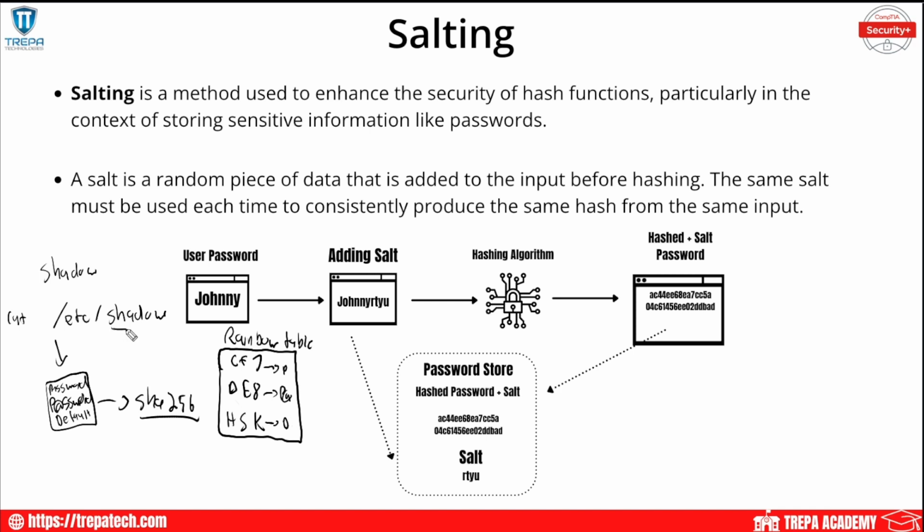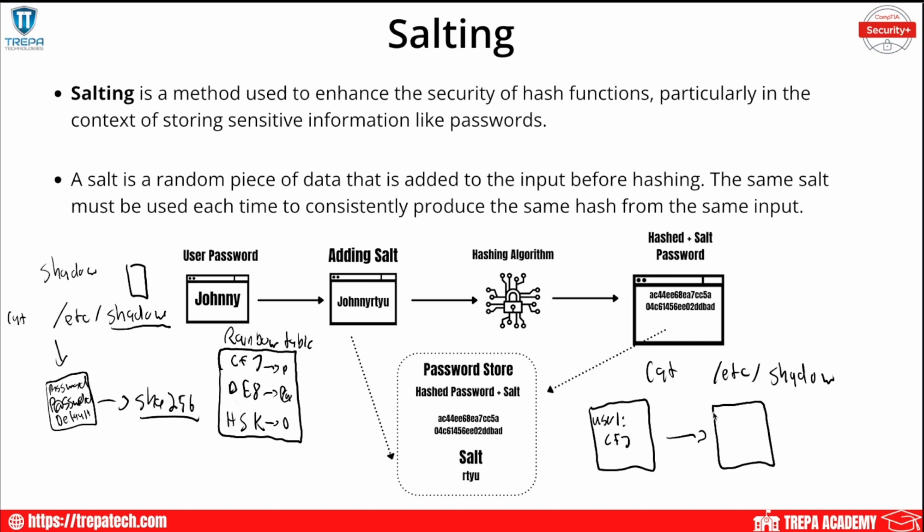So now let's say somehow we get access to this shadow file on our web server here. So let's say we do cat etc shadow, and from there we can see the list of usernames and passwords. And let's say we have user 1 here, colon, and its hashed password is CF7. Now, to the naked eye, we may not know what that password is. That's just the hash. We're like, okay, I don't know what that is. But now, let's compare it to our rainbow table.